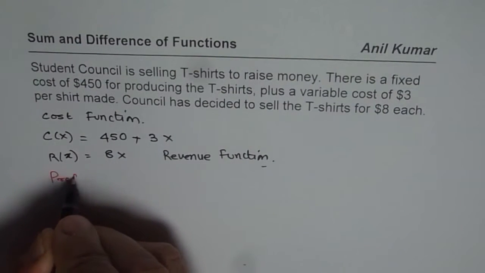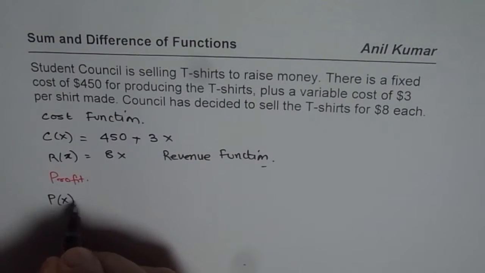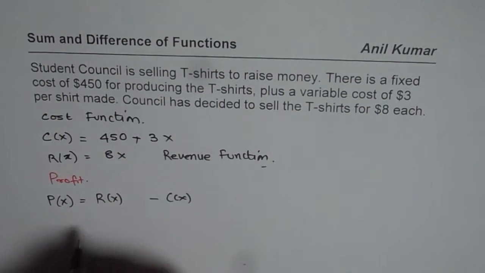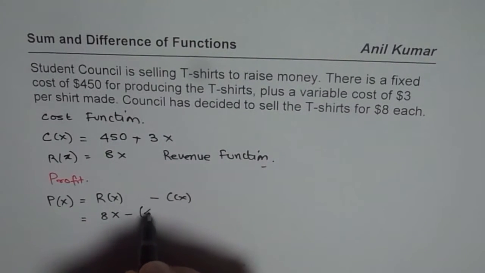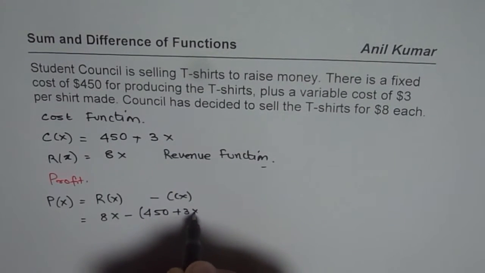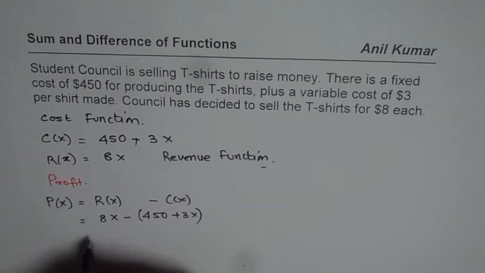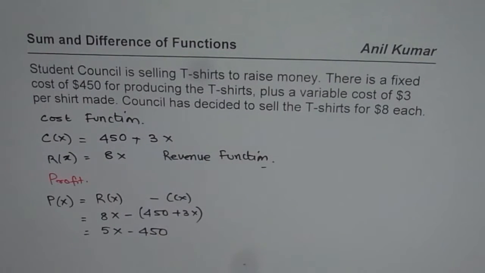Now what is profit? Profit function is the difference of revenue and cost, right? So let the profit function be P of x, that is equal to revenue take away cost. Now here we know revenue is 8x, so we have 8x minus cost, which is 450 plus 3x. So that becomes the profit function. But by doing so, we have done a combination of functions. This is what we are going to discuss in this chapter, combination of functions. We can simplify this, right? 8x minus 3x is 5x. We get 5x minus 450.